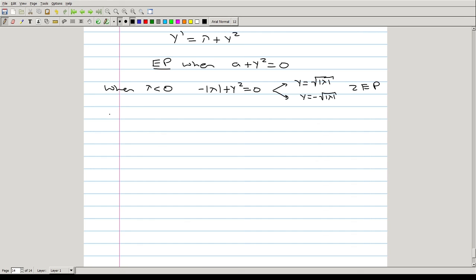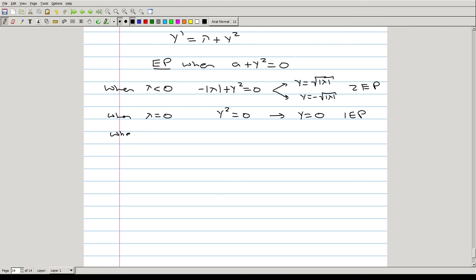When lambda is 0, we have the equation y squared equals 0, which only has one solution. This is the solution y is equal to 0. So there's one equilibrium point.